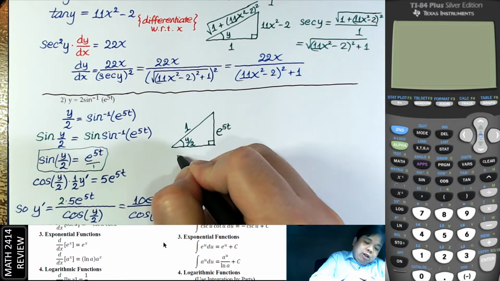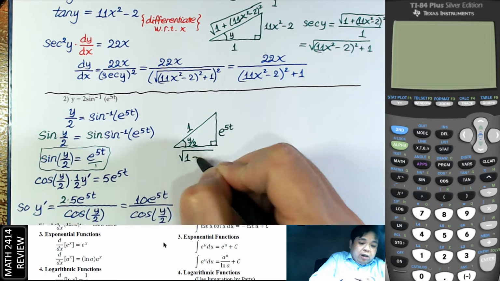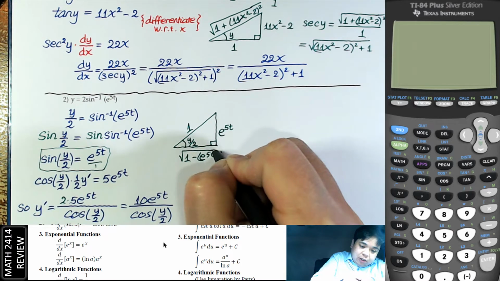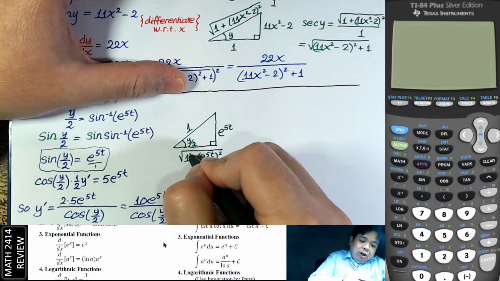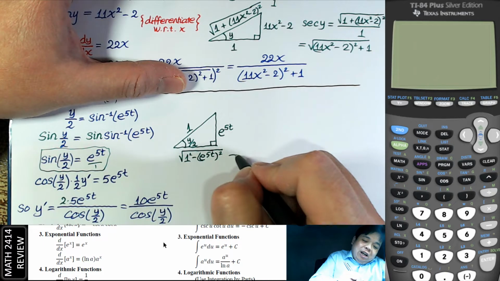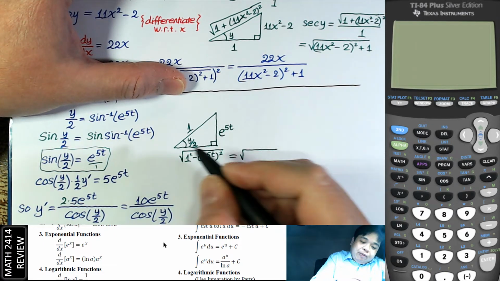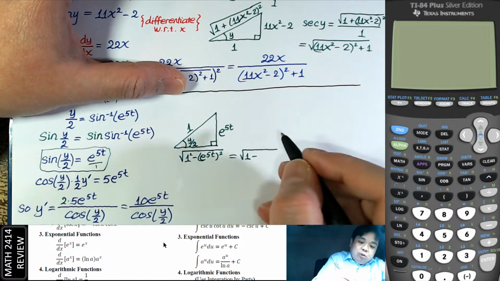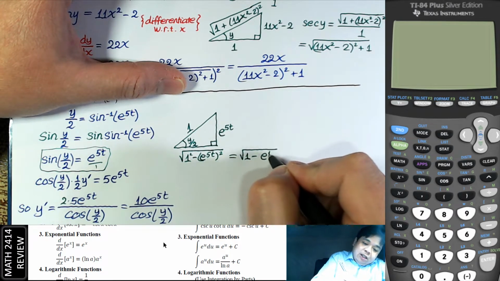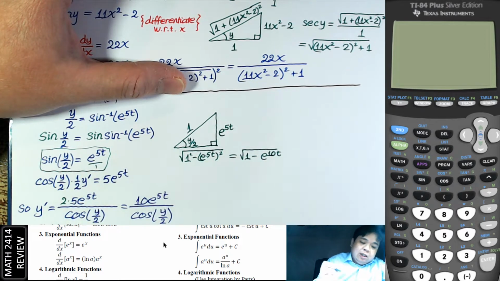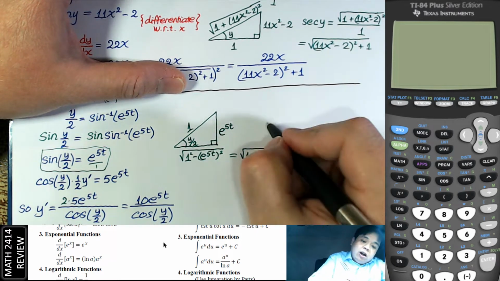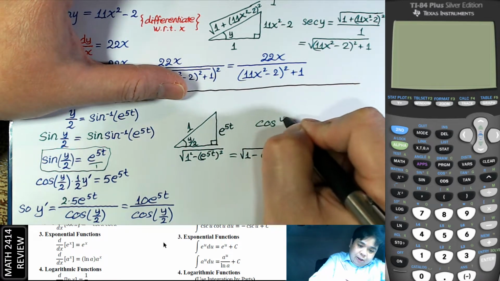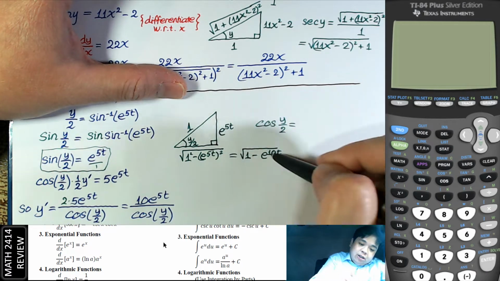So adjacent will be square root of 1 squared minus e to the 5t squared. That can be rewritten as 1 power to another power. I multiply 5t by 2, so e to the 10t. Right, so that is adjacent. Now we need cosine. Cosine is the adjacent over hypotenuse.